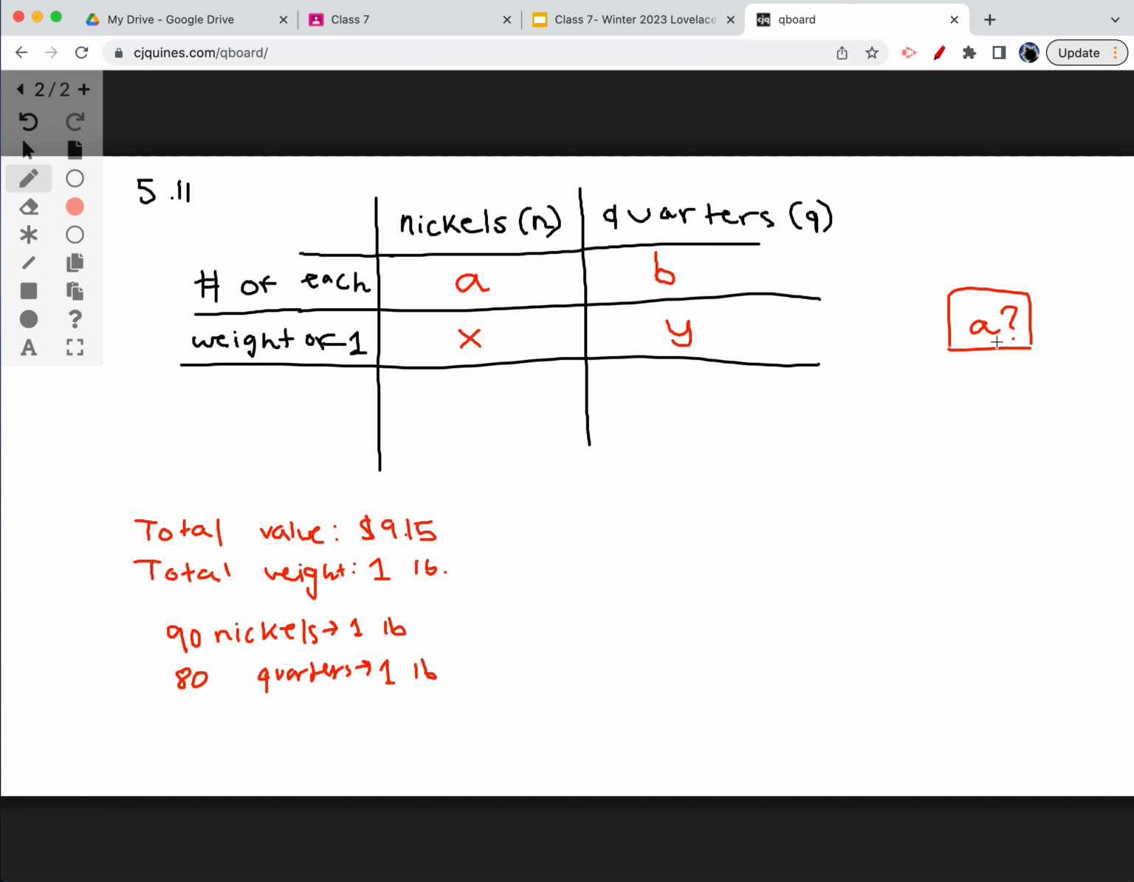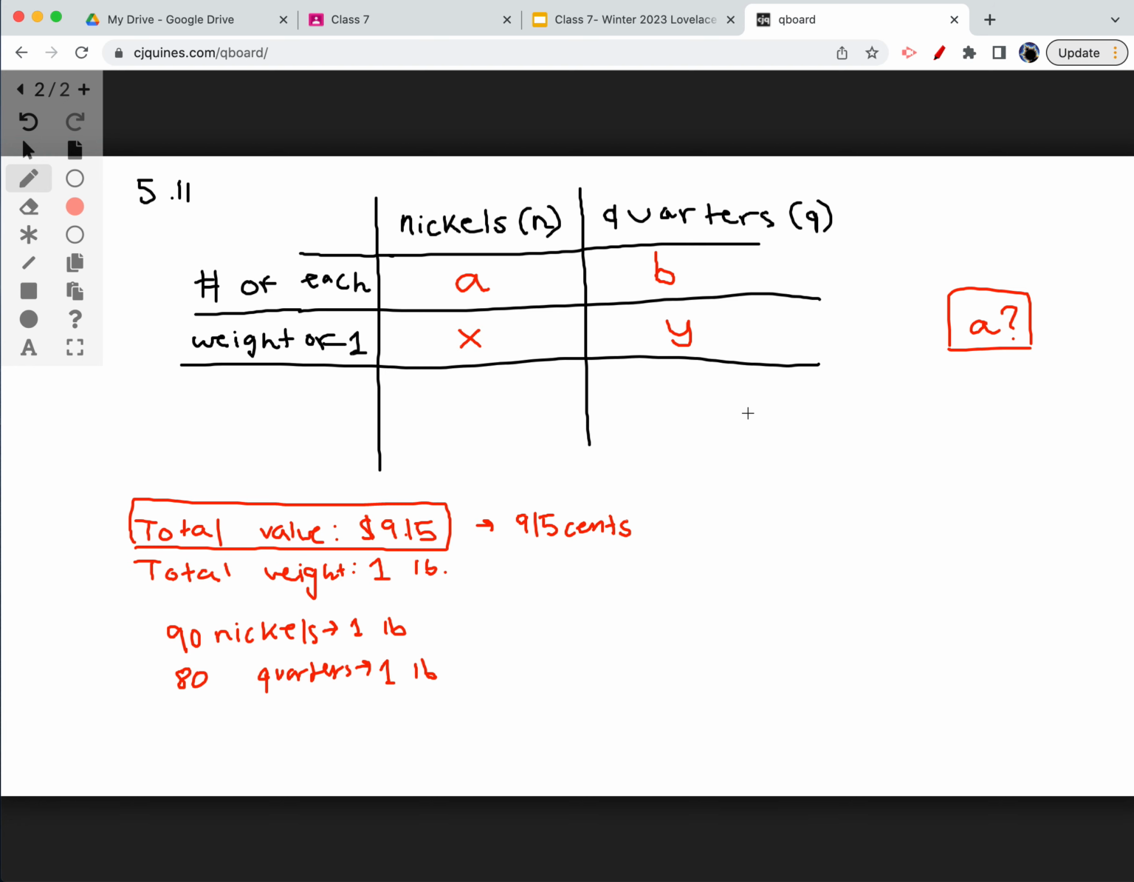Okay, so let's go over what we should do here. First thing we should do is look at the total value. We're given that the total value is $9.15, which means that it's just 915 cents, since $1 is 100 cents.